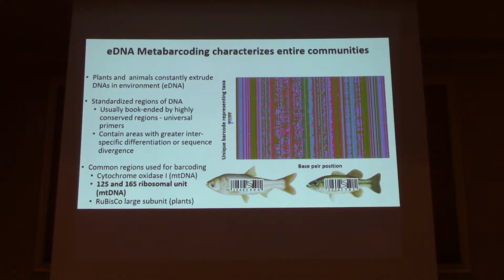So most of you probably know that plants and animals constantly extrude DNA from themselves into the environment, and that we can use standardized regions of DNA to act as barcodes. These standardized regions of DNA have regions of conservation on either end of the locus of interest, and there's a lot of variability inside of that locus. And that variability can act as a barcode for various species. That is our 12S DNA database. And we also have one for 16S for fish.